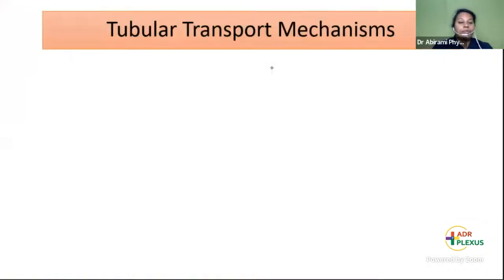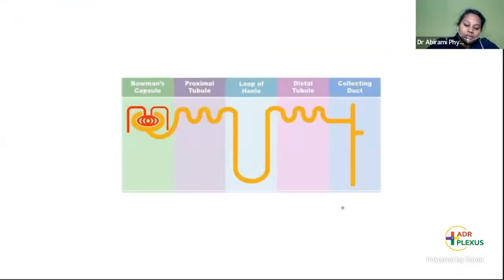So this is going to be about tubular transport mechanisms in renal physiology. A very important topic, a confusing topic. Let's try to learn this as simply as possible from an exam point of view. So what are tubular transport mechanisms?